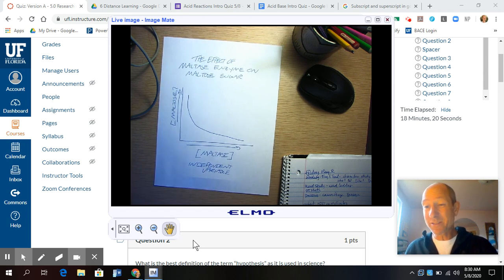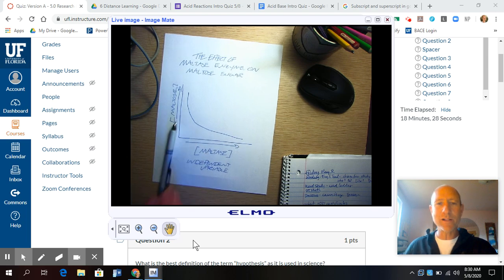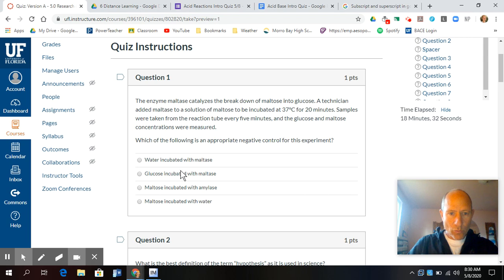to the maltose. Because maybe it's the temperature that's breaking down the maltose. We don't know. We need to do a negative control in order to see if it is in fact the maltase that's having the effect. So we would want to incubate maltose with water.